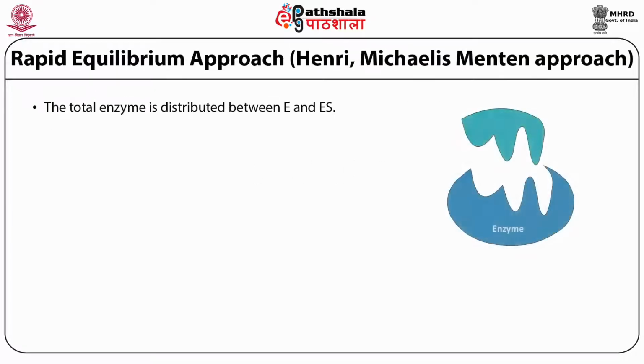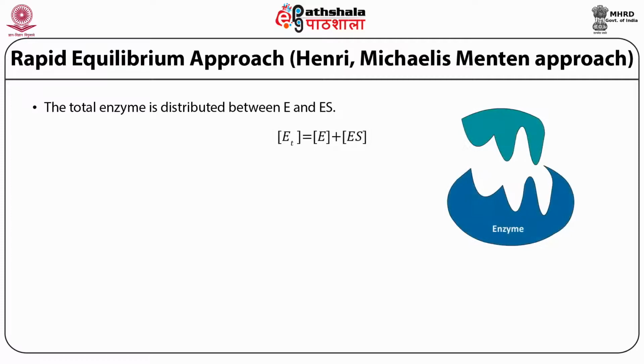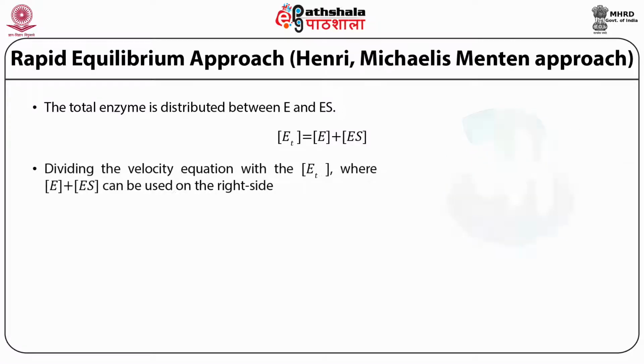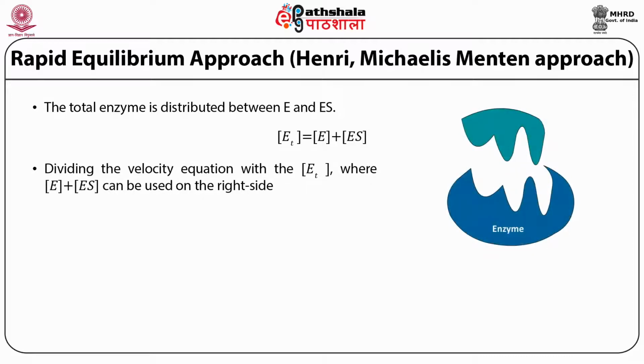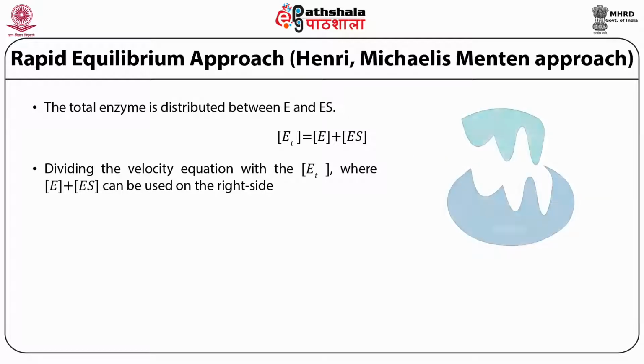The total enzyme present in single substrate kinetics is distributed between free enzyme and the ES complex. So the total enzyme ET is equal to the concentration of free enzyme plus the concentration of the ES complex. Dividing the velocity equation by ET, the velocity equation is written as V0 over ET equals K plus 2 times ES over ET.